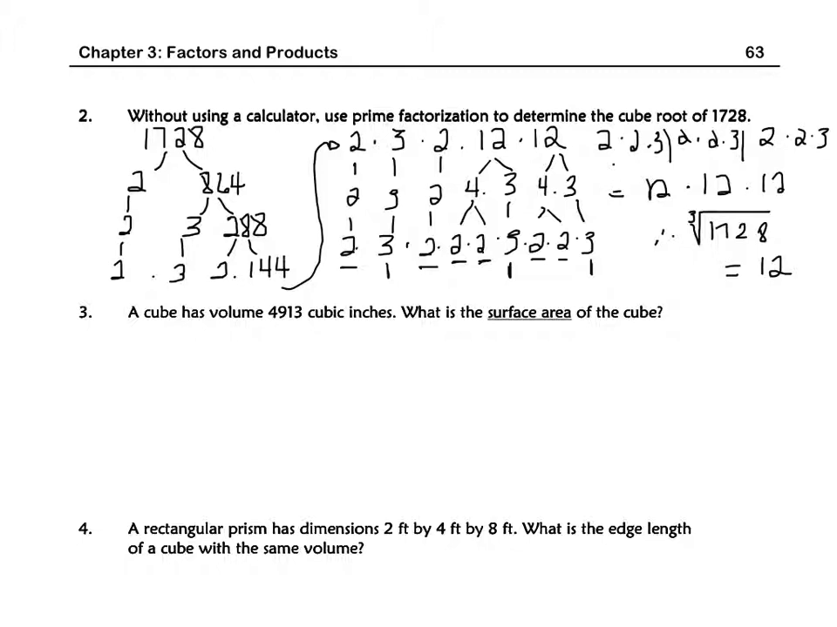A cube has a volume of 4,913 cubic inches. What's the surface area of the cube? That would mean the volume is the side length cubed, where x is the side length. So we know the volume is 4,913, and that should equal x cubed. Therefore x should be the cube root of that.